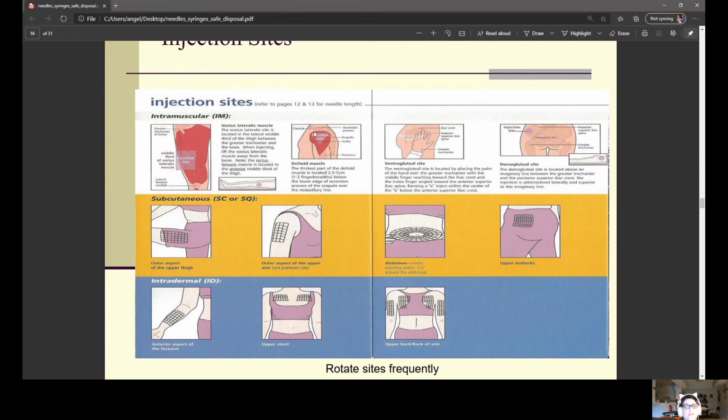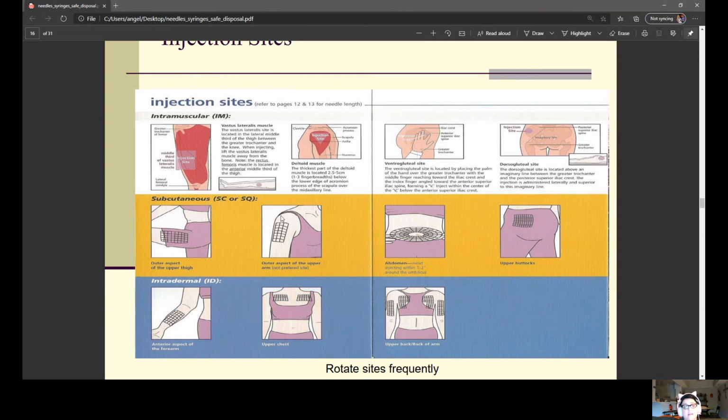And then another common site for adults and older children is going to be the deltoid. And then we also can use the ventral gluteal site, all right? And then sometimes they'll use the dorsal gluteal site. You can see this area right up in here. And that's the one I was talking about in lecture, how you find the hip and place the hand and then find the marking location.